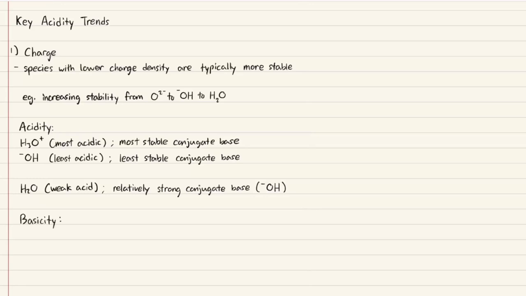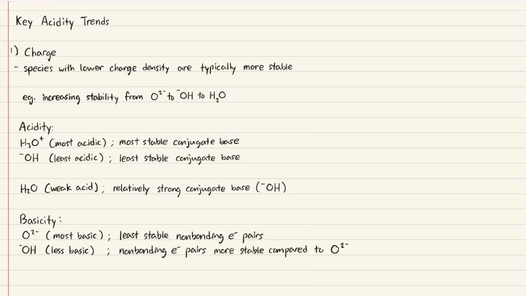In terms of basicity, O2- is the strongest base because it has the least stable non-bonding electron pairs. OH- is slightly weaker because its non-bonding electron pairs are more stable compared to O2-, but it is still a fairly strong base. Finally, water is the weakest base because it has the most stable non-bonding electron pairs.